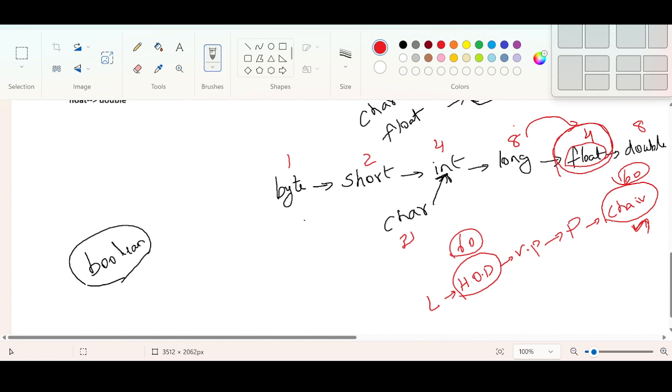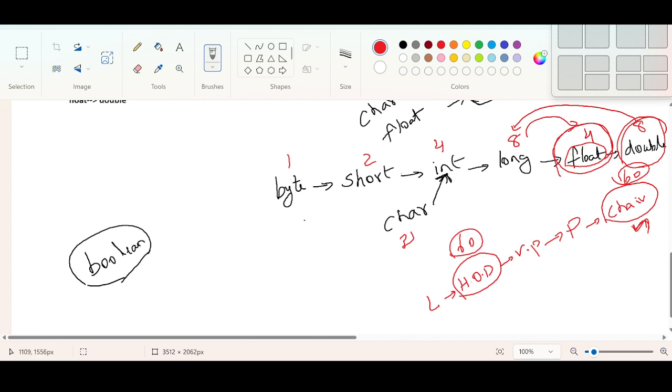Likewise, double. Even though the size of double is the same as long, when you talk about the experience, or about handling the data, double is bigger. This is the promotion chart. Why do we need to know this promotion chart? We are going to see that in the operators class, in the next class. I'm giving you the basic idea about the promotion chart.